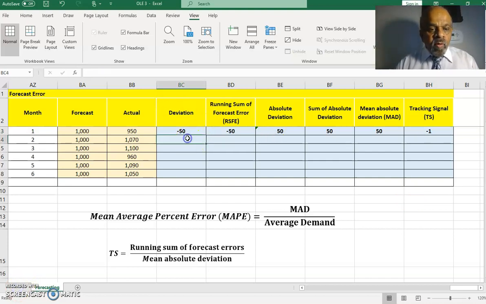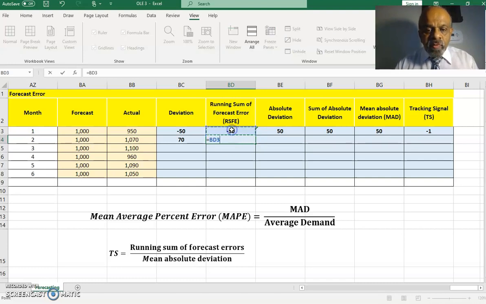So let's do month 2. For month 2, the deviation is going to be equal to the actual minus the forecast. So that is going to be a positive 70. The running sum is going to be equal to this minus 50 plus the new deviation that I have for month 2, and that comes to 20. So the running sum basically is the addition of the deviations. That is minus 50 plus 70, which is 20.